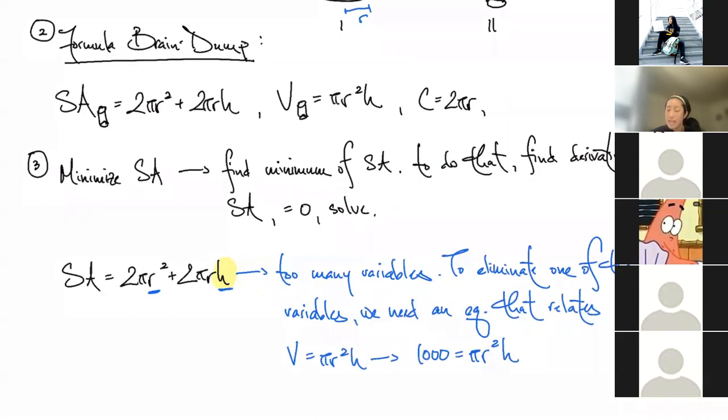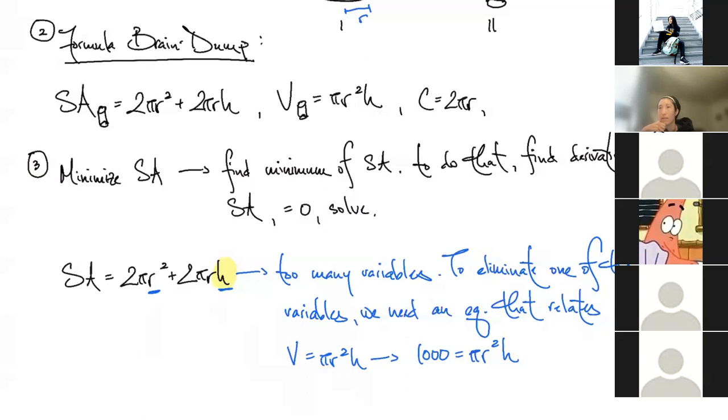All right. Now let me ask you something. In this equation, the 1,000 equals pi r squared h, is it easier to get the h by itself or the r by itself? Okay, I want to get the r by itself. I'm going to have to divide by pi and h, and then I'm going to have to take the square root. I don't know. That seems like too much work.